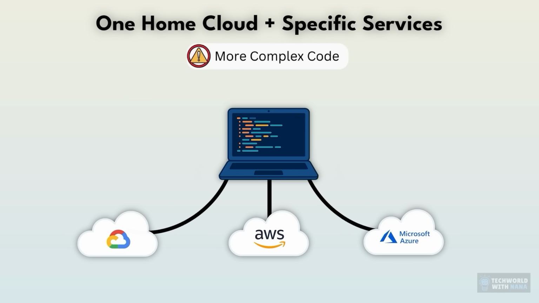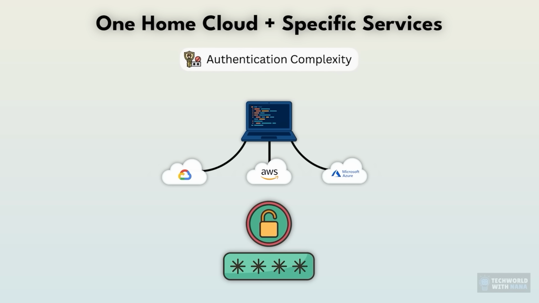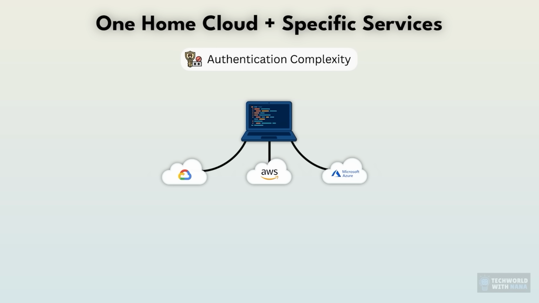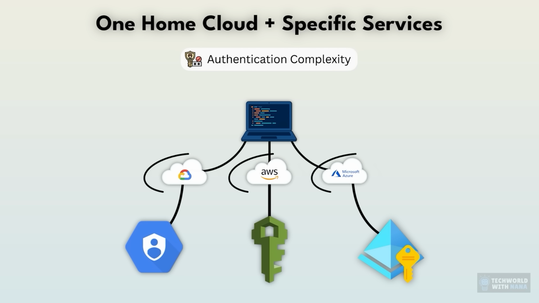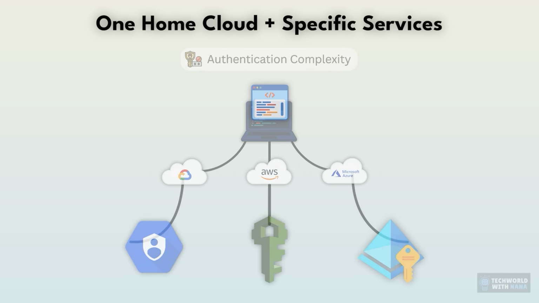But it's not just the code. You also need to handle authentication for each cloud. Like your application running on AWS is going to have AWS IAM credentials to access different AWS services. But how does it authenticate to Google Cloud's BigQuery? Well, you will need Google Cloud Service Account credentials. How does it authenticate to Azure? You will need Azure Service Principal credentials. So now you are managing credentials for three different cloud providers for one application.